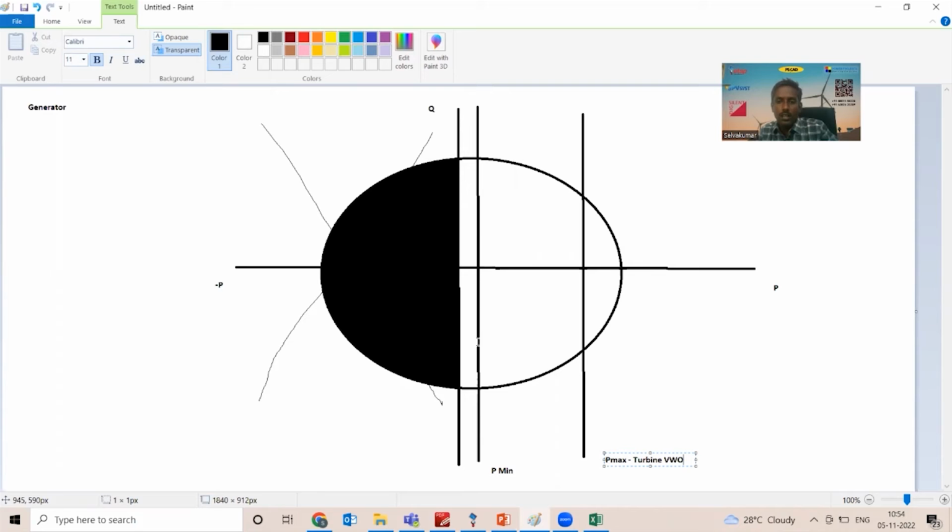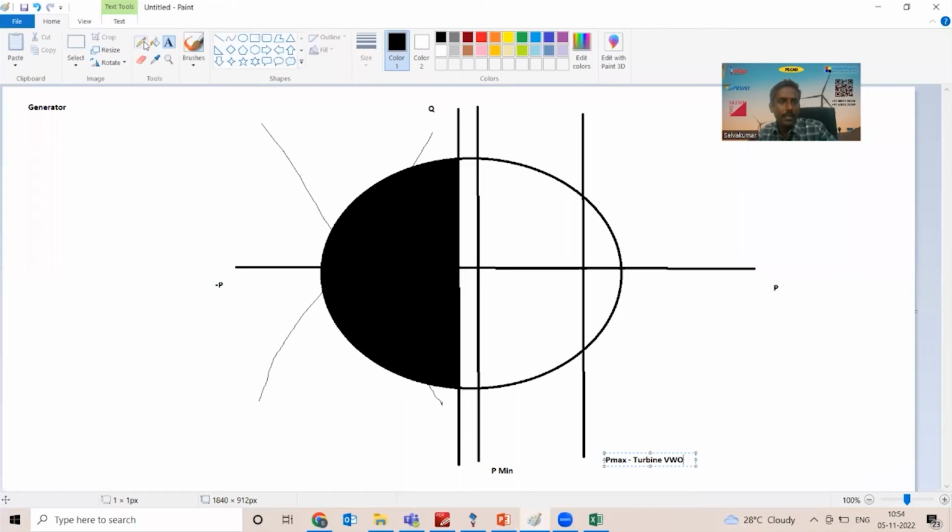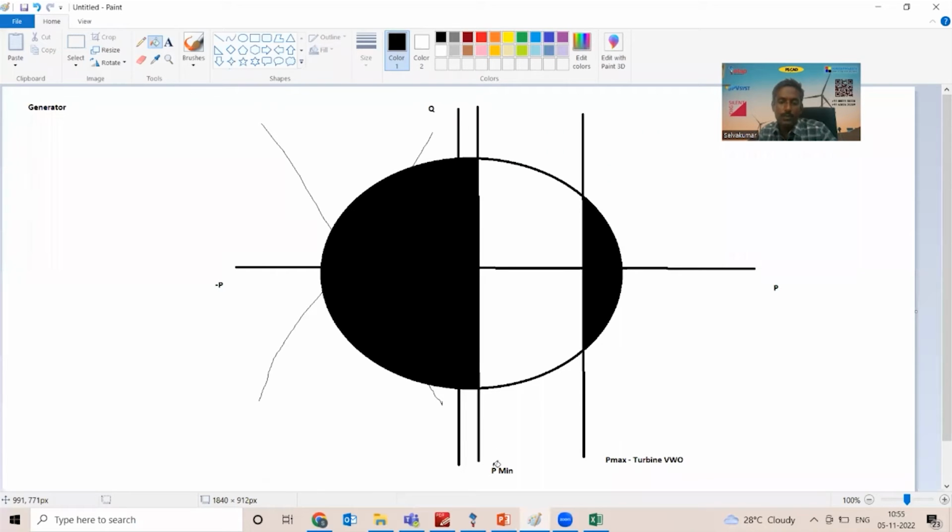I'm just putting the dark color wherever it's not practically possible. This is ruled out because your generator is not capable of generating, because the turbine is not giving that much input power. Only when the turbine gives the input power can the generator generate that. Below this also you cannot generate, because of mechanical vibrations or white smoke in the case of diesel generators, etc. So what are the other constraints which can come?